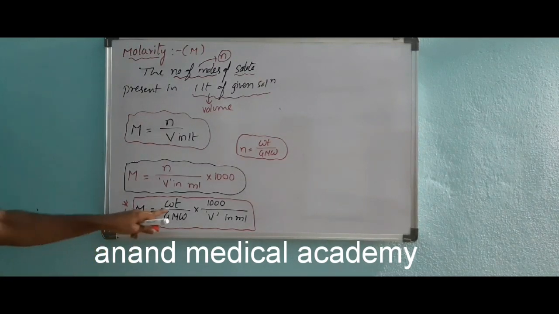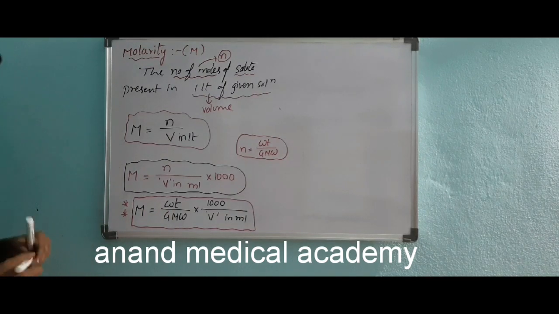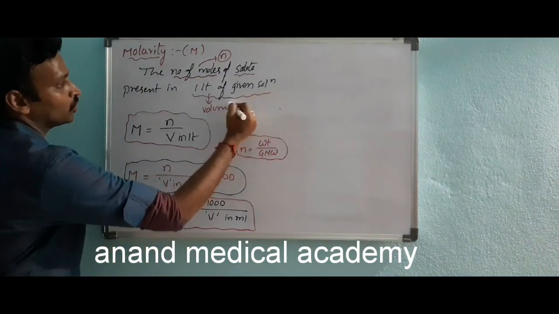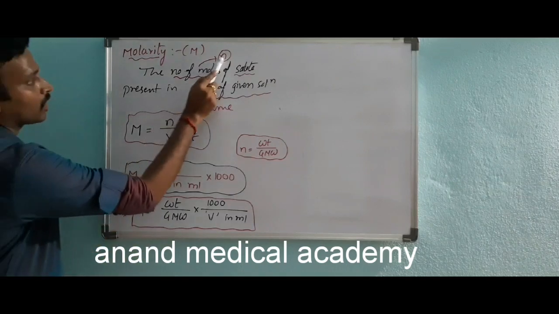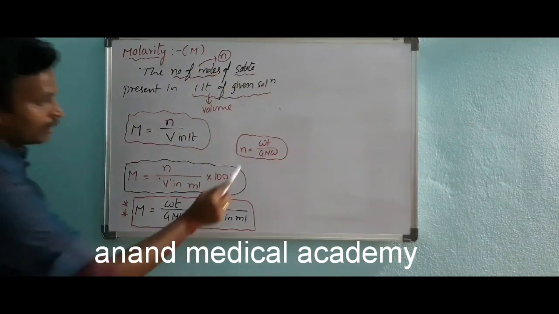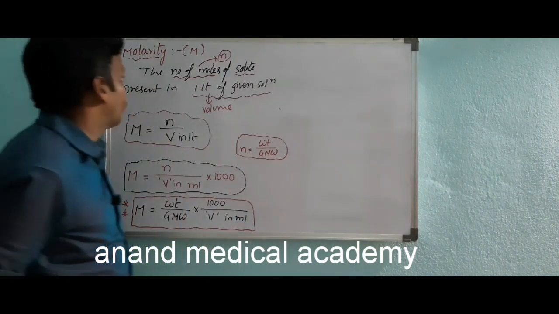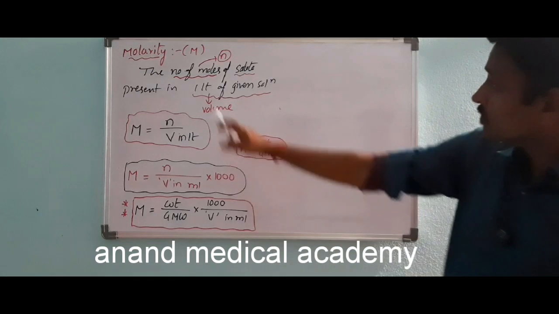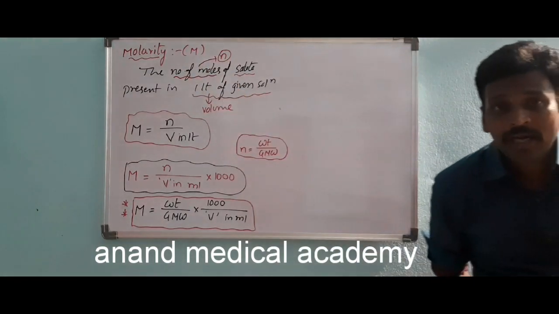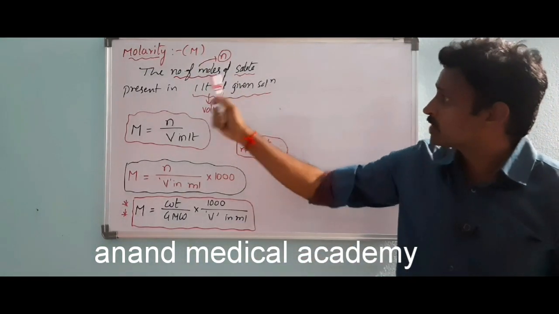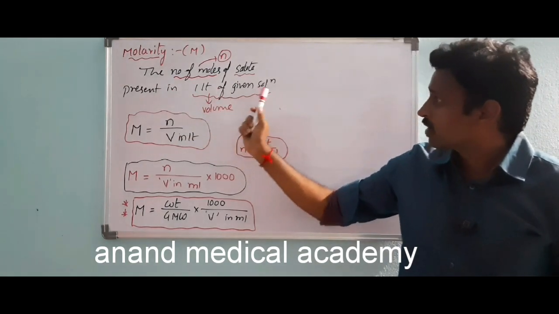Molarity formula we have now: weight of solute by gram molecular weight of solute into 1000 by volume of solution in ml. Given volume of solution, number of moles of solute, number of moles formula, weight by gram molecular weight. So you have a molarity. I repeat, molarity means the number of moles of solute present in 1 liter of given solution.